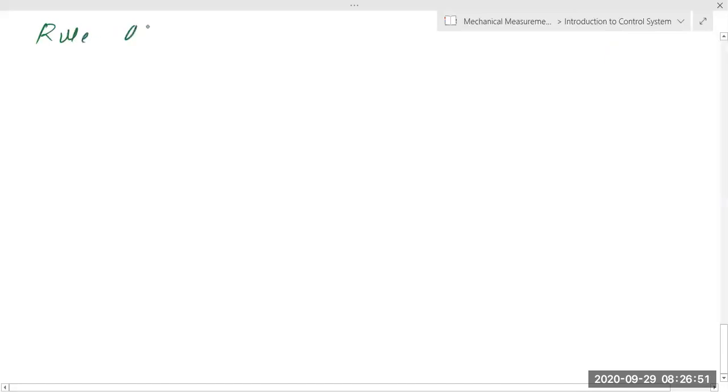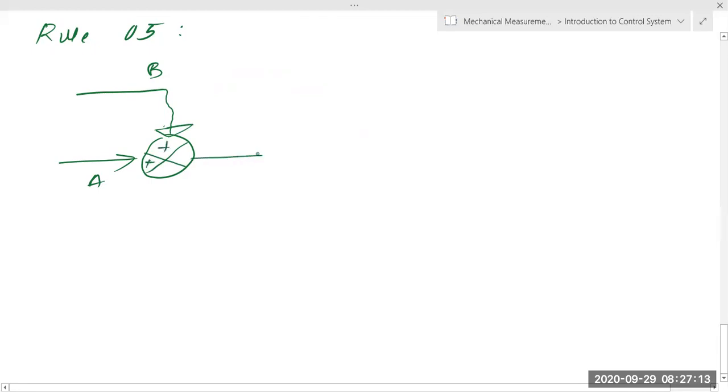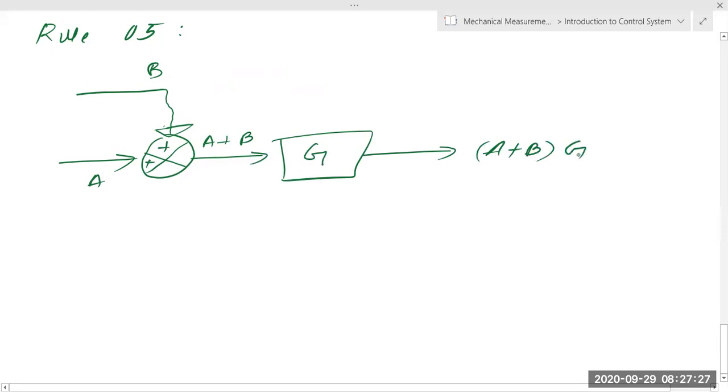So I'll take you to rule number 5. This is very simple. Suppose there are 2 signals. One signal is A, another signal that is coming is B, and this is a summation point. Suppose this is plus and this is also plus, so both signals will get added and it will convert to A plus B. Now suppose there is a transfer function G, so this will be equal to (A plus B) into G, because the total signal is A plus B and it will be multiplied by G.